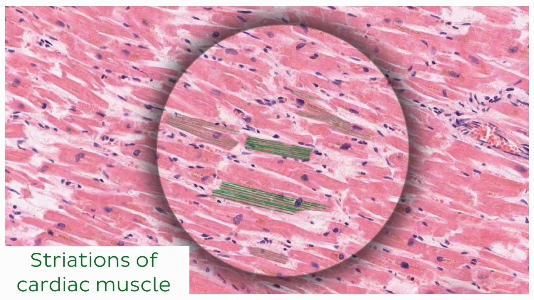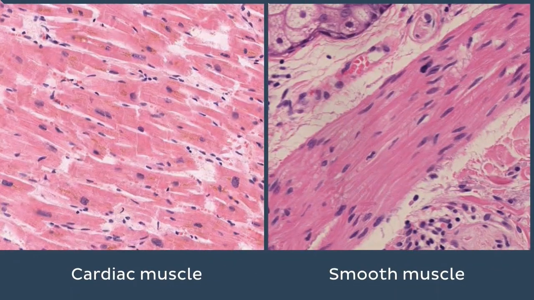As the contractile proteins in skeletal muscle are also arranged into sarcomeres, skeletal muscle also has a striated appearance. On the other hand, in smooth muscle, the contractile proteins are not arranged into such units, therefore giving it a smooth or non-striated appearance.